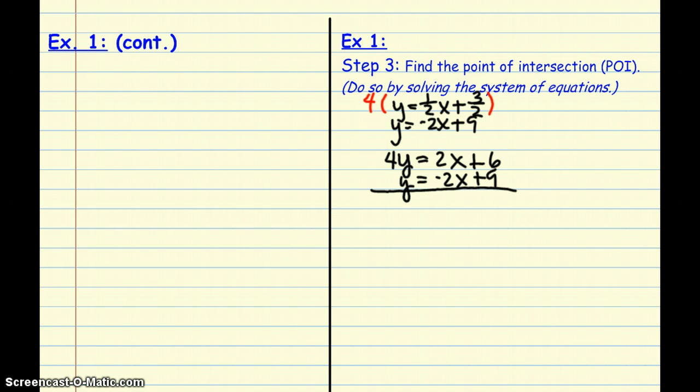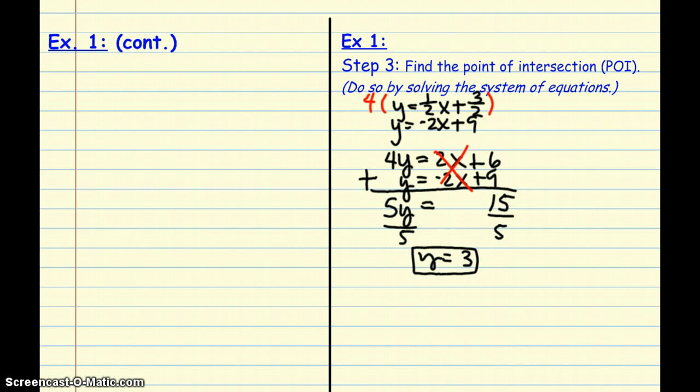From here, because I have opposites, I'm going to add my two equations together. So I get 5y equals 15. Because those x terms are opposites, when we add them, they cancel. And then I divide by 5. So y equals 3. So this is the y-coordinate of our point of intersection.